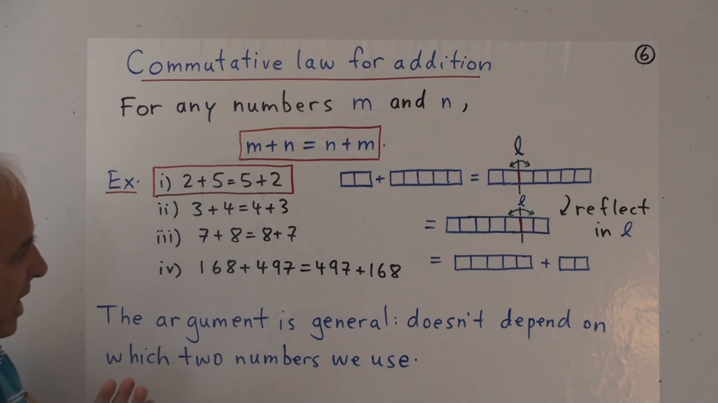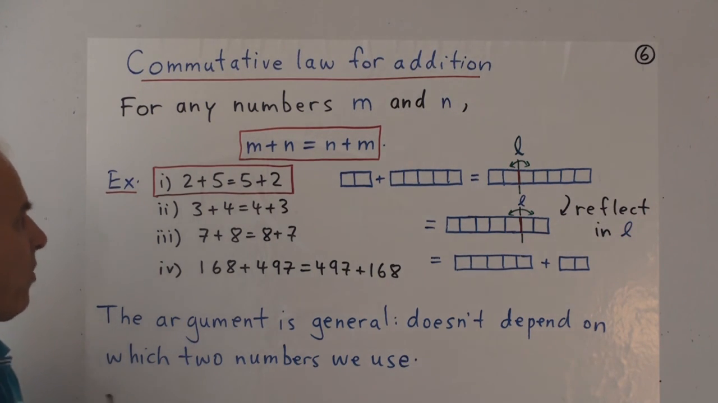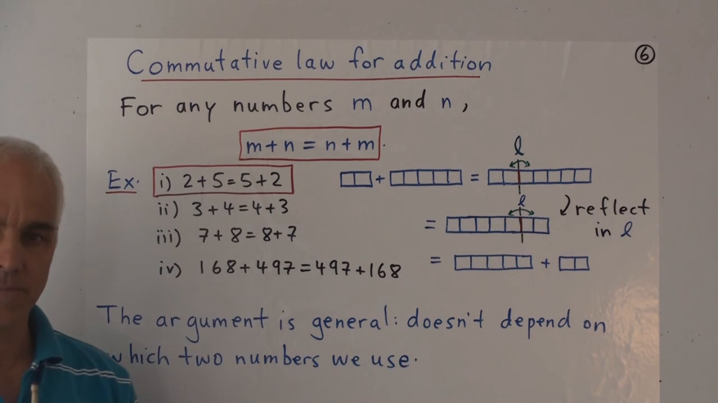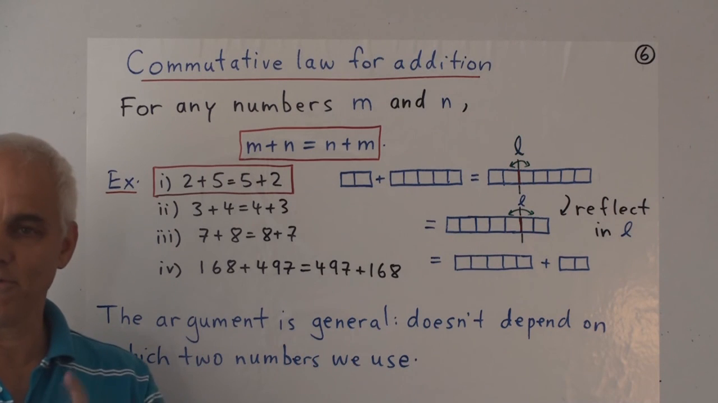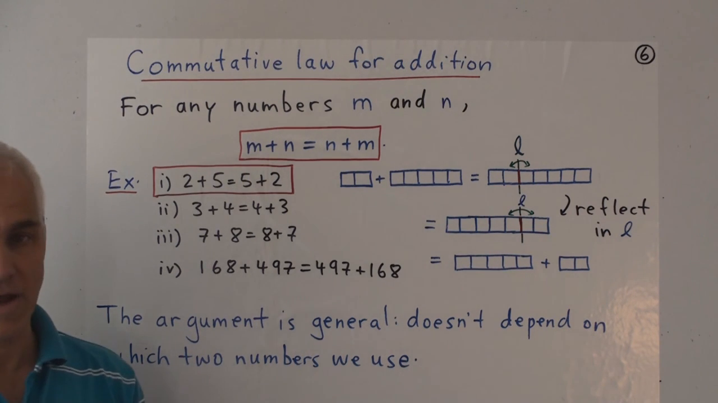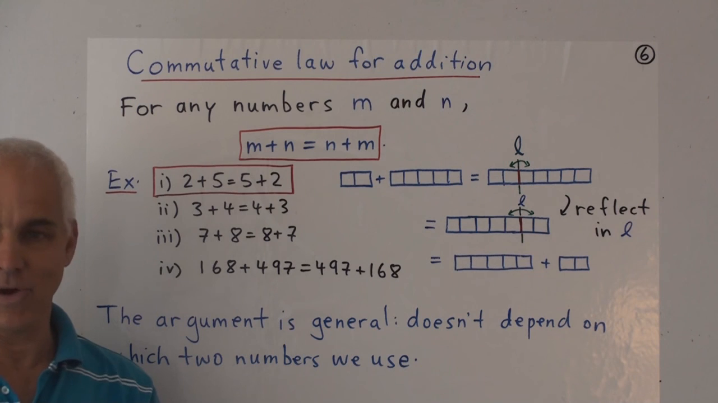But it's still nice to have a kind of a reason, an explanation for why addition is commutative. It's a very important fact, a very useful, important fact that we use all the time in mathematics. The fact that we can change the order of two numbers when we're adding them.